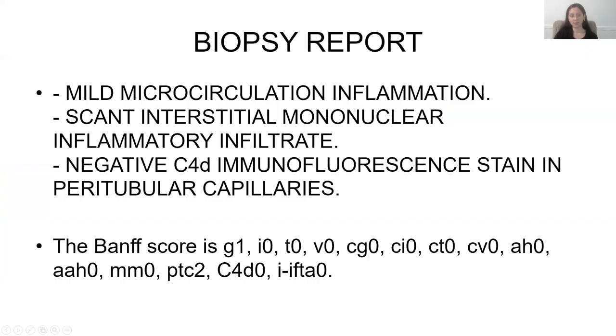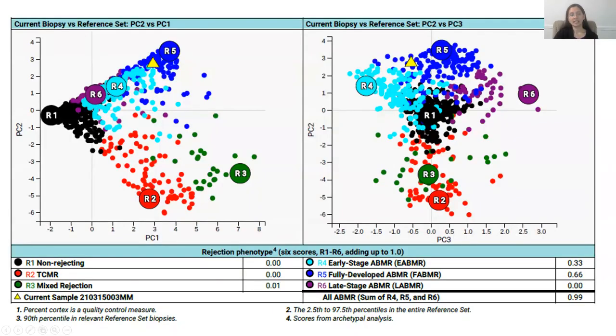This is the biopsy report. She had mild microcirculatory inflammation and negative C4d. So the pathologist called this mild/resolving antibody mediated rejection. So this time around, we waited for the molecular microscopy report. And this is what it showed.